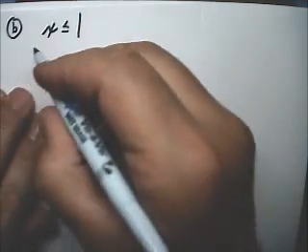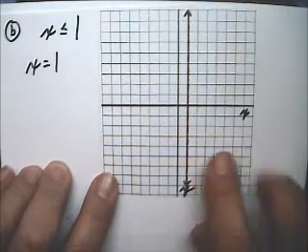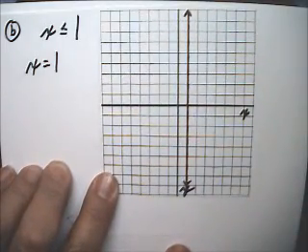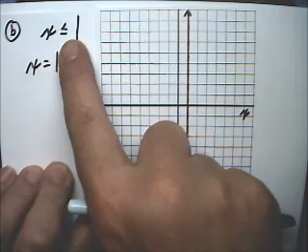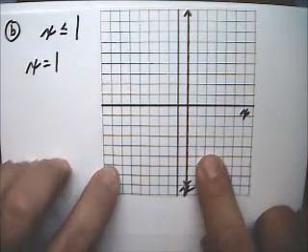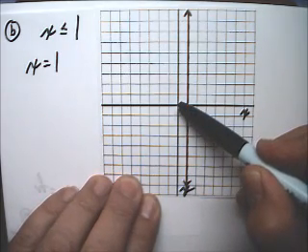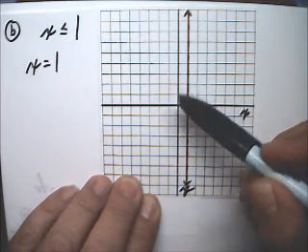B is x less than or equal to 1. And the boundary line is x equals 1, and we explained how to graph that. There's the line x equals 1. It's a solid line because it's less than or equal to, and we'll test the origin because the boundary line does not go through it.